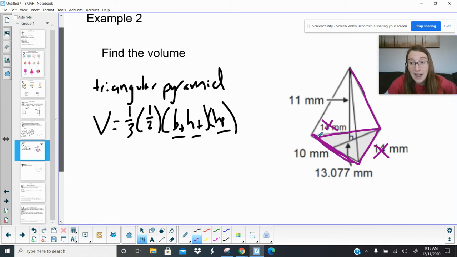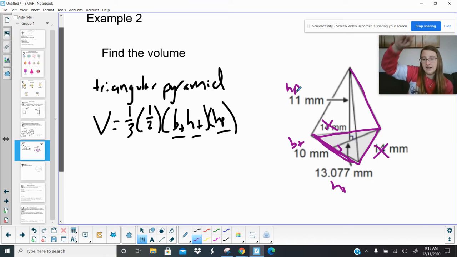My base and my height are perpendicular to each other. Notice they cross right there at a right angle. So this is going to be the base of the triangle. This is the height of the triangle. The height of the pyramid is 11, all the way up. That's the height of the pyramid. So go ahead and plug them in. I want you to try plugging in the calculator and then we'll check.